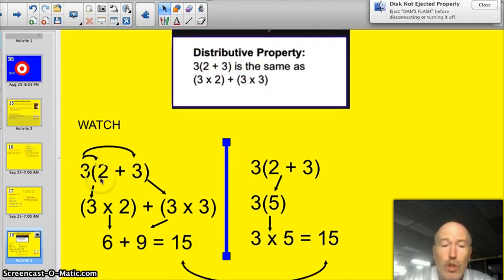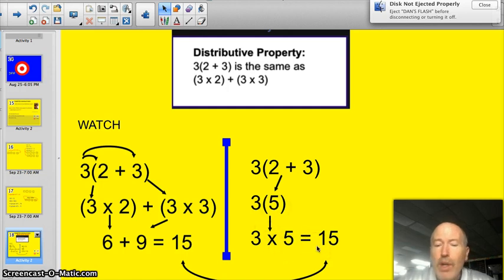Take a look. I'll show it to you the way math teachers will explain it. Here I've got my expression, and I took 3 times 2 right here, and I distributed it out to 3 times 3, so I have 6 for this. 3 times 3 is 9. I get 15. The same answer as if I solve the parentheses first here, following order of operations, I do 2 plus 3. Now I have 3 times 5 equals 15.